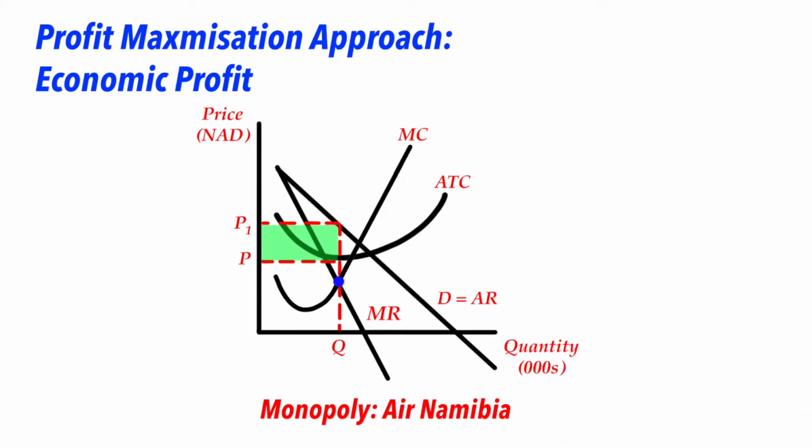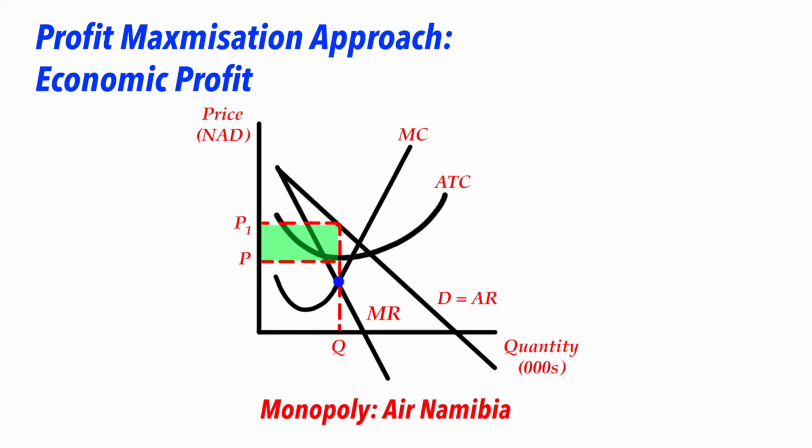Here, we can see that Air Namibia is operating at the profit maximizing level where MC equals MR, and this is where the blue dot is located. It can be seen that the average total cost of Air Namibia at the profit maximizing level of output would be at P. However, because it sells its goods and services, in this case plane tickets, at the price P1, which is greater than P, the revenue gained from each unit of the plane tickets is greater than the average total cost of each unit. As a result, it gains profit equal to the green shaded box.